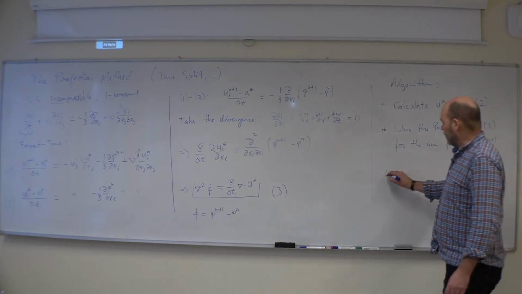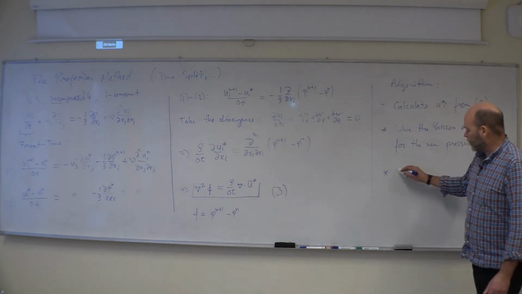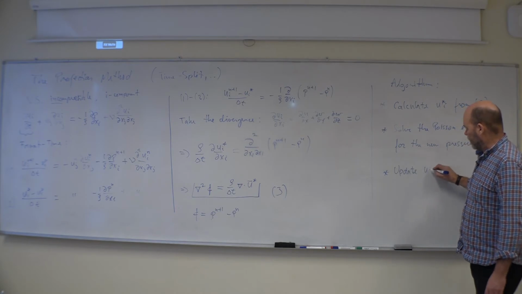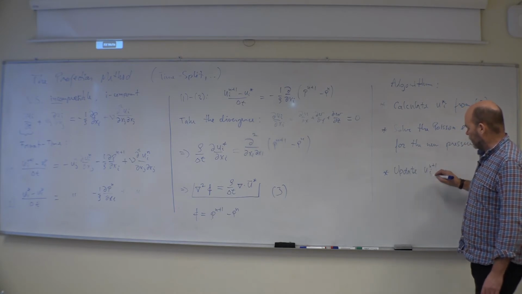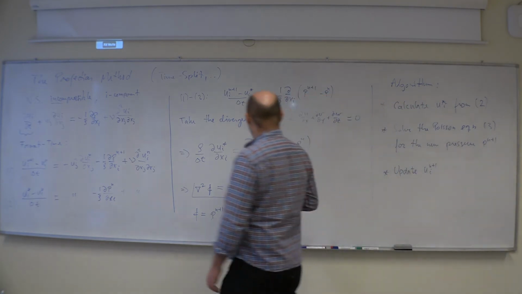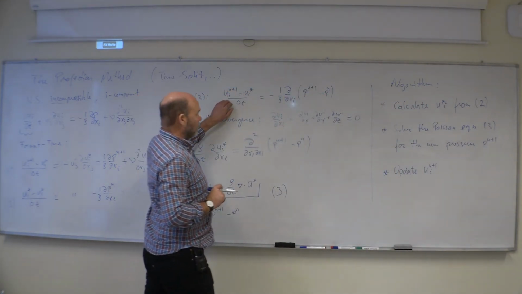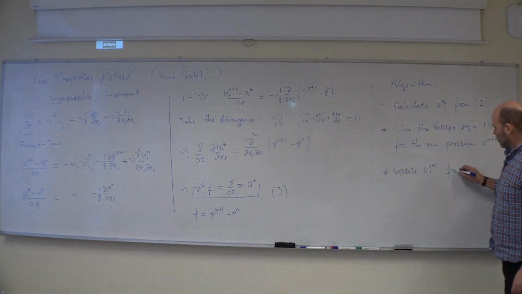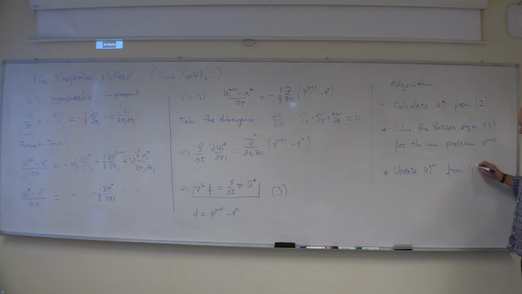And then finally we have to update the new velocity field, and that one is then taken from this equation here, from the equation 1 minus 2. That's the algorithm. So if you know the solution at time level n, you can march your solution forward to time level n plus 1 this way.